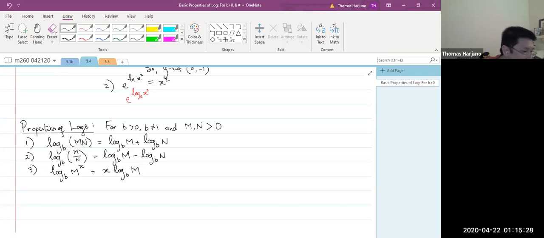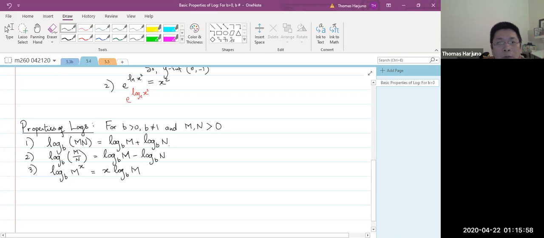Now, you need to memorize these three properties. I will show you the proof for the first one and the third one. The second one is similar to the first one, that's why I won't do that. Do you need to memorize the proof? No, you don't. But by me showing you the proof, I hope you really see the relationship between this formula and the properties of exponents that we have learned a long time ago. Okay, let's see the proof for number 1.